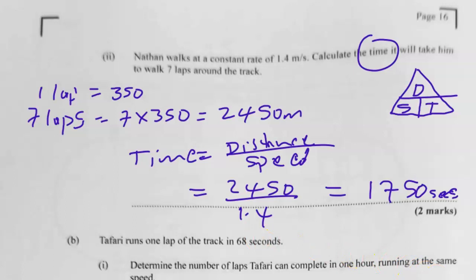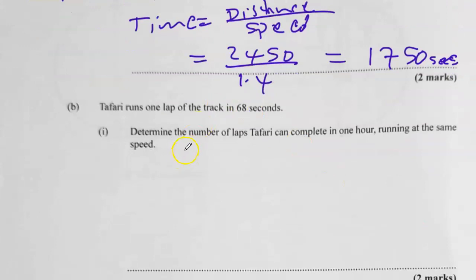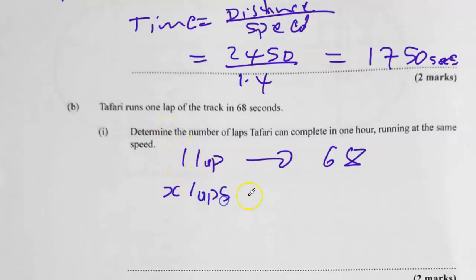Next, Tafari runs 1 lap of the track in 68 seconds. Determine the number of laps Tafari can complete in 1 hour running at the same speed. How can we do this now? So Tafari runs 1 lap in 68 seconds, right? How many laps, X amount of laps, will he run in 1 hour?